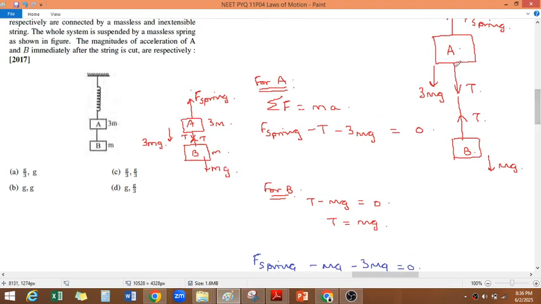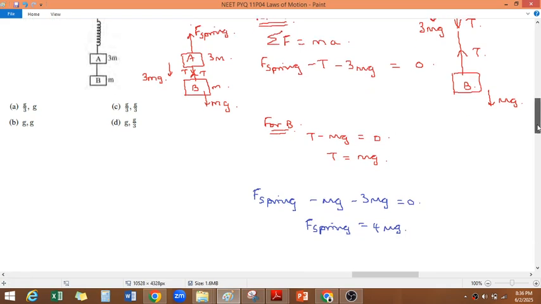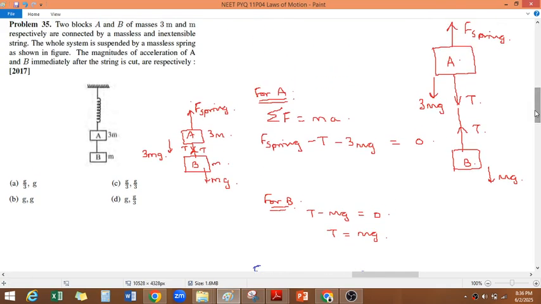Yeah, what you said is correct. 3 plus 1, 4, so 4 mg for the F spring. That's correct, but still, I would recommend you follow this method. Why? Because when you cut the string, what will happen to the tension? There is no tension at all. Do you agree? So the tension will become 0. So now, if you have these equations, I can substitute 0 here. Do you understand?